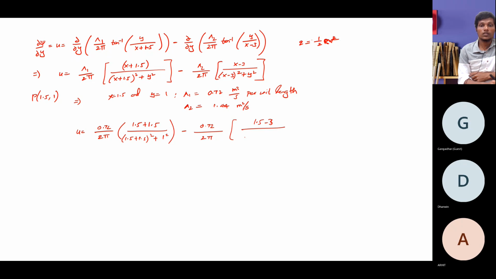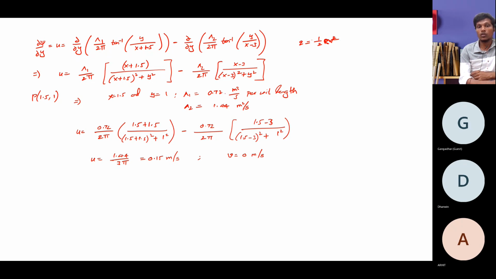So 1.5 minus 3 by 1.5 minus 3 whole square plus y equals 1. Okay, then if you solve for the u, you will get 1.44 by 3 pi, or you will get 0.15 meters per second. This is your u component of your absolute velocity. Okay, if you do the same for substituting all these values in the v velocity, you will get v component equals 0 meters per second.